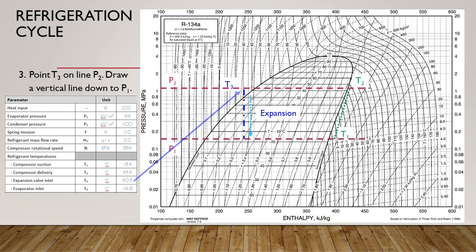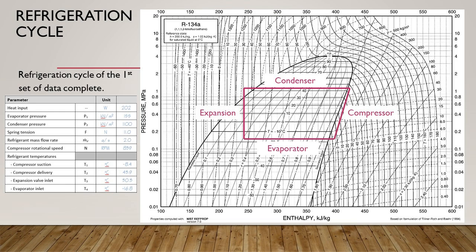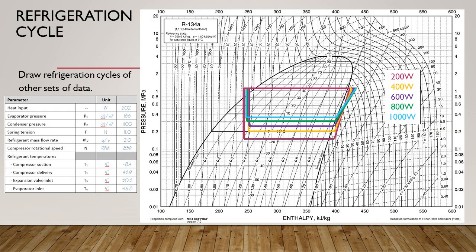Point the expansion valve inlet temperature of refrigerant T3 on the left-hand side of the condenser pressure line. Draw a straight line vertically down to the evaporation pressure line. You get the line of expansion. Now, the refrigeration cycle is drawn. Draw the cycles of other sets of data on the same diagram like this. You can compare the changes.